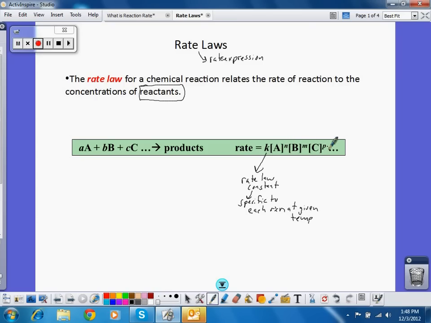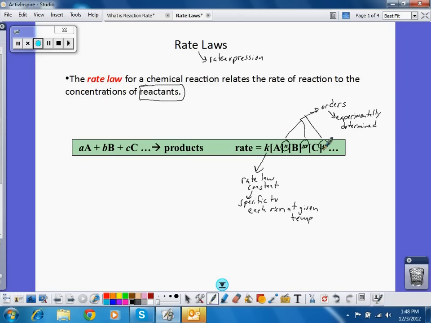Now, the exponent that the concentration is raised to is not necessarily the same as the coefficients in the balanced chemical reaction. It might be the same, it might not be the same. So that's why you don't see A, B, and C over there. These exponents are referred to as orders for the reaction. And they must always, always be experimentally determined. You cannot just look at an overall chemical reaction and go, oh, I know what the order is. You must have experimental data to figure out the exponent for each of those concentrations.